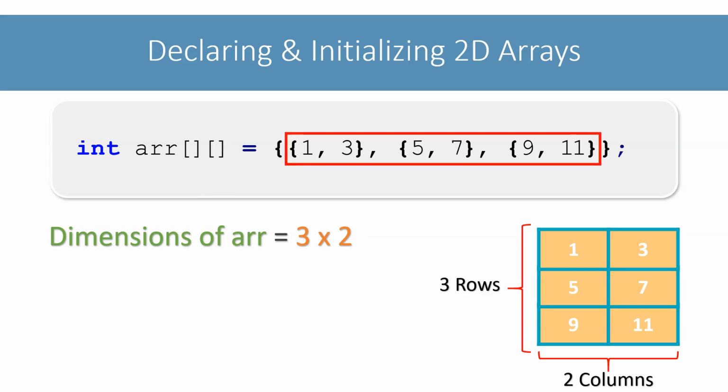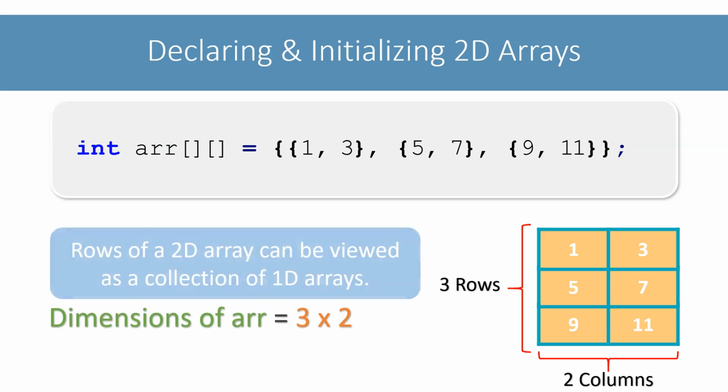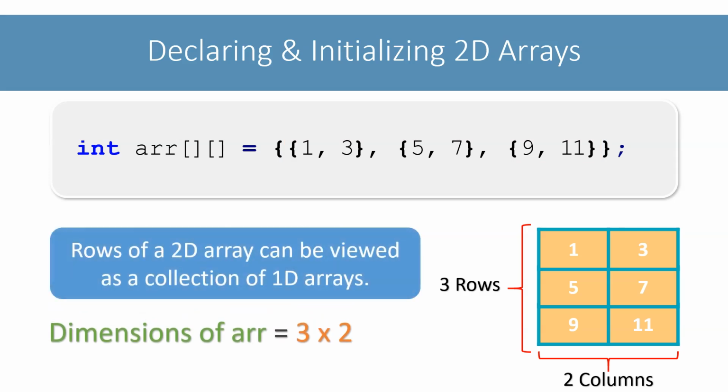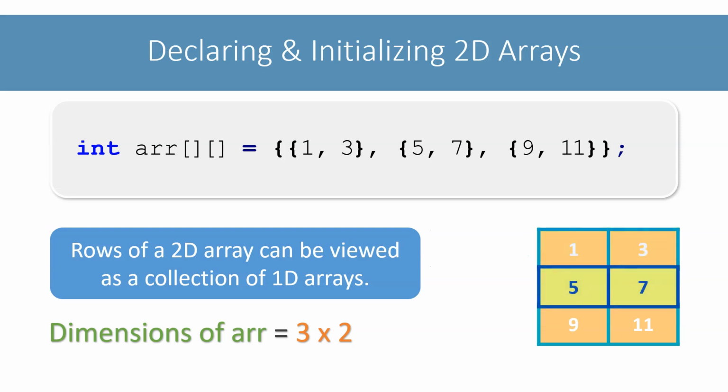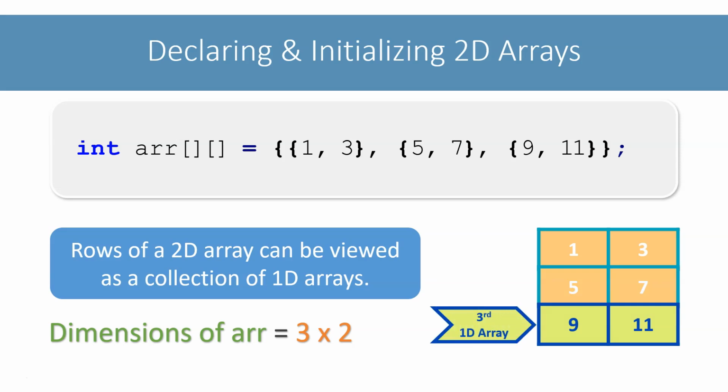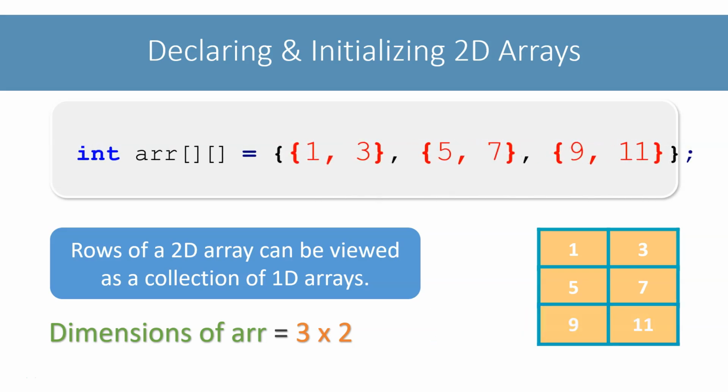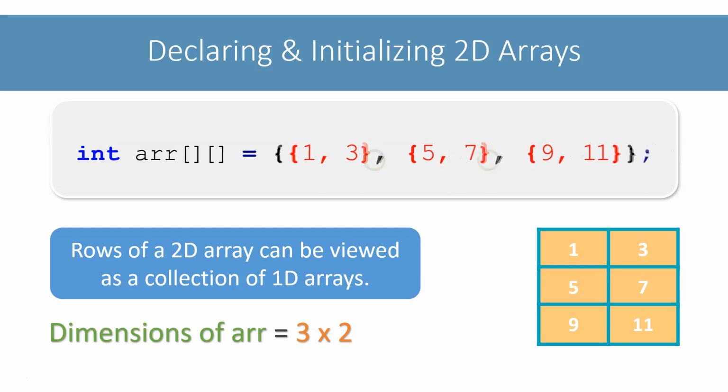To understand this part, remember that a double-dimensional array is essentially a set of single-dimensional arrays, where each single-dimensional array forms one row of the double-dimensional array. Here, this first row can be considered one single-dimensional array. The second row can be considered another single-dimensional array. And this third row can be considered yet another single-dimensional array. To initialize the double-dimensional array, the rows are written as single-dimensional arrays like this. They are separated by commas and enclosed within a pair of curly brackets.